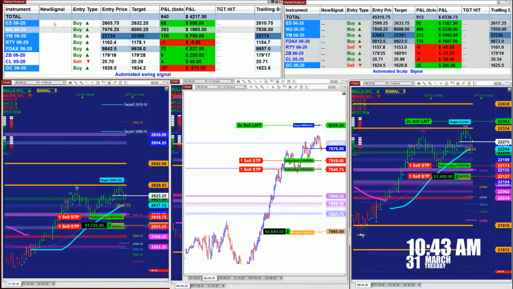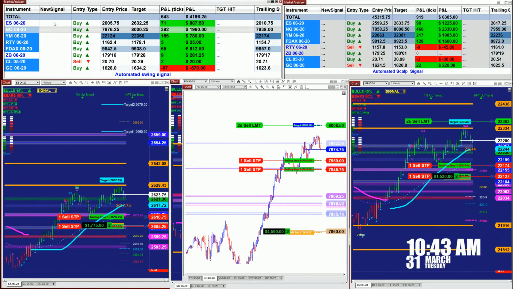Okay, nothing to say. So the Nasdaq is sinking to the 7959. This is your minor support, and then the second major support is 7946.75 on the Nasdaq. So you gotta be careful with those. But I think it is over. Let's see.